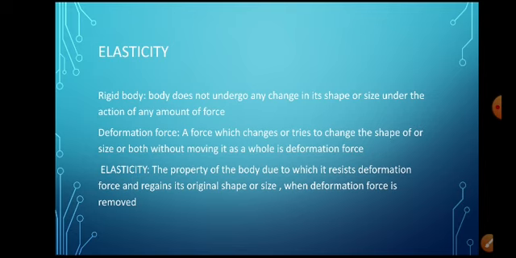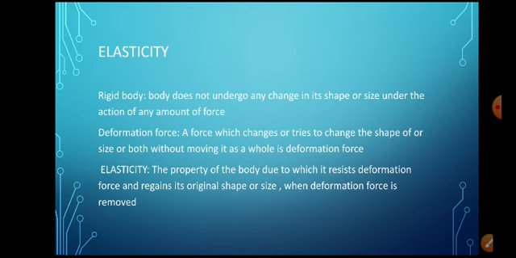A body does not undergo any change in its shape or size under the action of any amount of force. If you are applying a large amount of force or a small amount of force, there is no change in the size, shape, structure, right? That type of body is called a rigid body. If you use any amount of force and it is not changing, that is called a perfect rigid body. But perfect rigid bodies are ideal only, right?